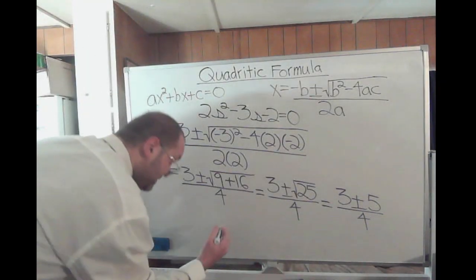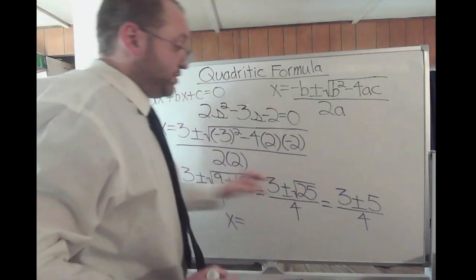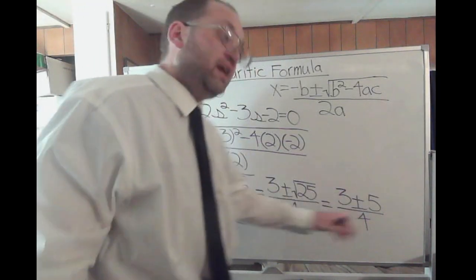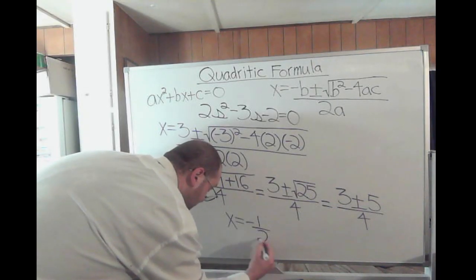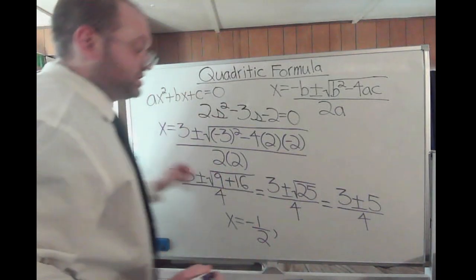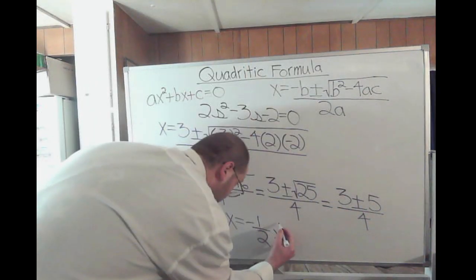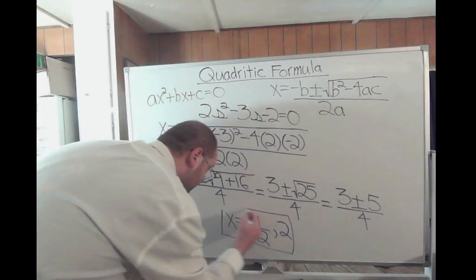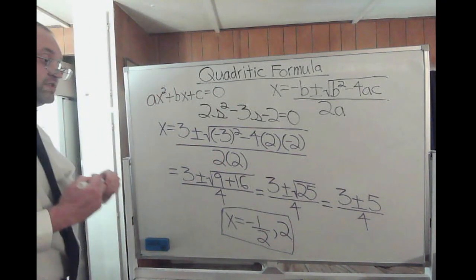Alright, so we know x again is going to have 2 values. Let's do 3 minus 5. 3 minus 5, that's negative 2 divided by 4. That'll give you negative 1/2. So negative 1/2 is one of your answers. Then 3 plus 5, that's 8, divided by 4 is 2. So the values of x for this particular function are going to be negative 1/2 and positive 2.